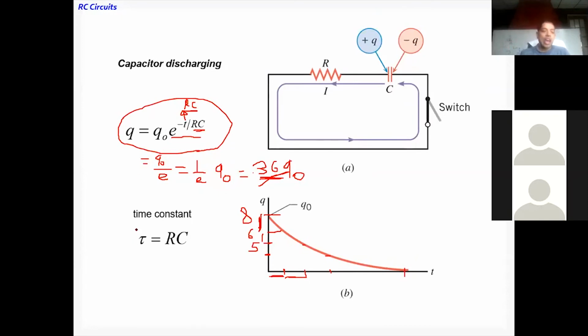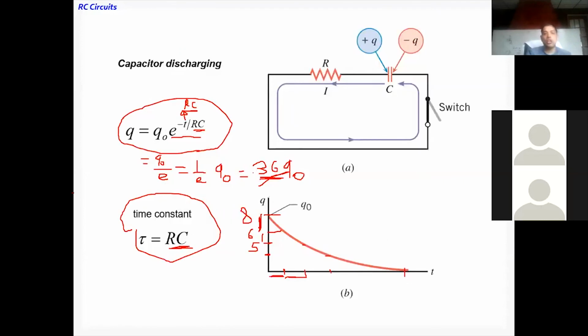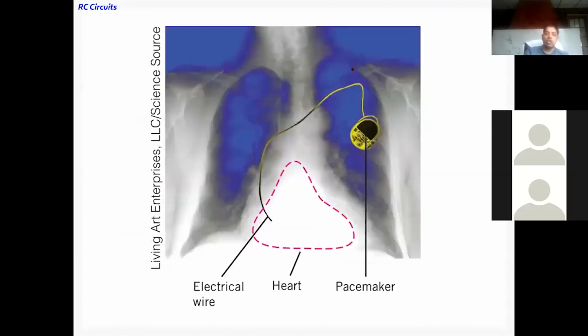So that time is called time constant and is equal to the product of R and C. Does it make sense? Yes. So if it does, then I'm going to close this up. This is one of the applications of capacitors. This kind of circuit is called an RC circuit. If you have R and C in a circuit, then it is called an RC circuit, and these are useful. This is one of the examples of how they are used in medical applications.